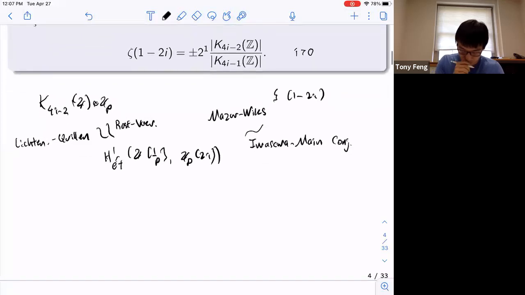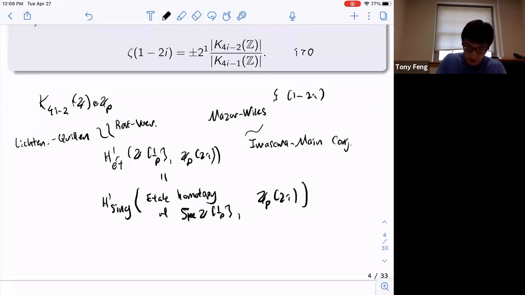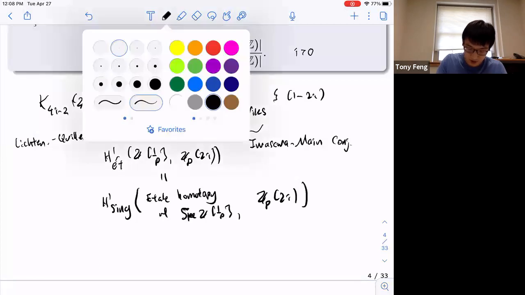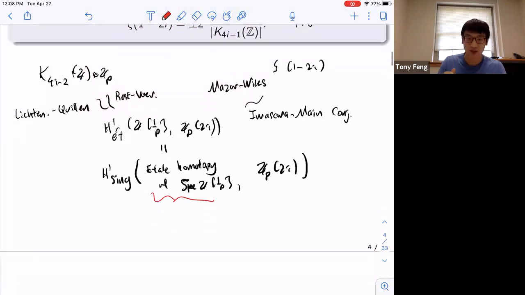So, for example, let's see. So this étale cohomology group, you can think of it as a singular cohomology group for a space, which is the étale homotopy type of this scheme here, Spec Z[1/p]. And what is there to say about this space? Well, what you should know is that it's an étale K(π,1).